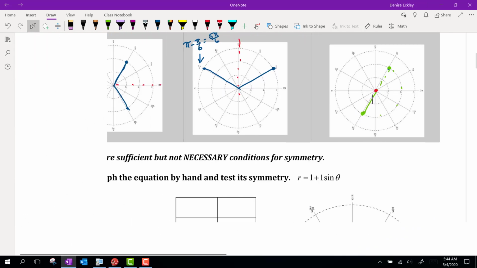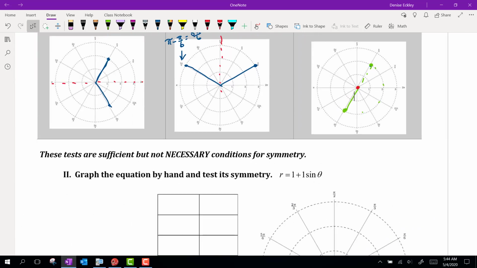So what do we do with these? One thing to keep in mind is that these tests are sufficient to say you have symmetry, but they're not necessary. So you're going to see some graphs that have other types of symmetry, or they might have one of these types, and they might also be symmetrical with respect to the line pi over 3, or some other part of the graph. So that's what that means.